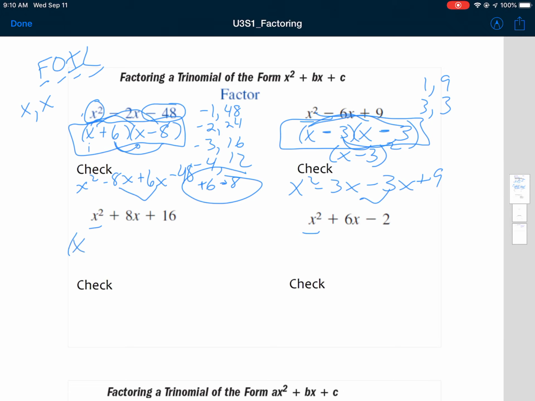Okay, x and x again. Factors of 16. Okay, 1 and 16, 2 and 8, 4 and 4. Those are the ones that add up to be 8, so plus 4 and plus 4. So x plus 4 squared.